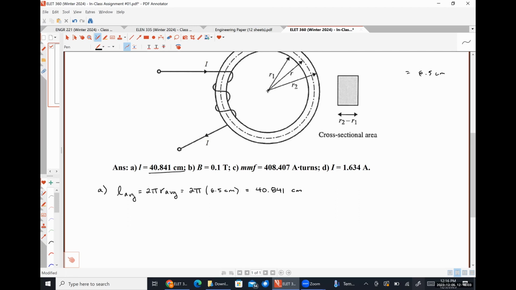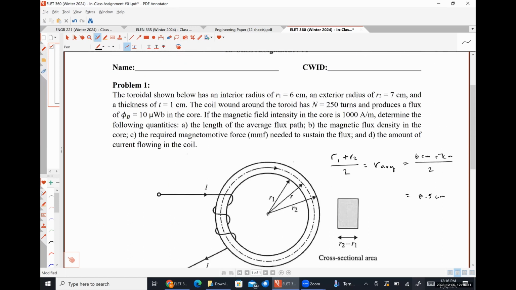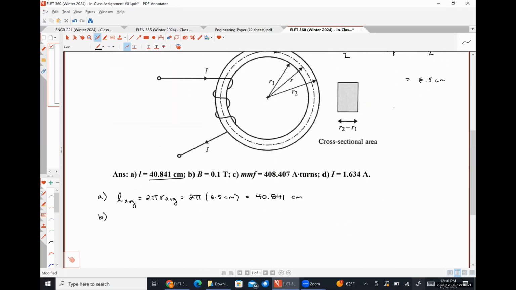Now we need to figure out part B. So for part B, we are asked to find the magnetic flux density in the core. Our magnetic flux density, by definition, B, is going to be simply our magnetic flux, phi B, divided by A, the cross-sectional area of our core. Phi B was given to us. We were told that it was 10 microwebers, if memory is serving me correctly.